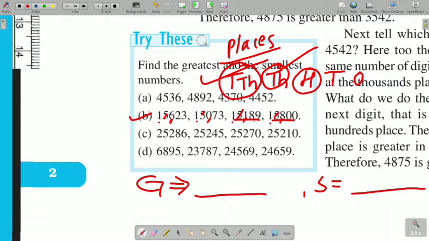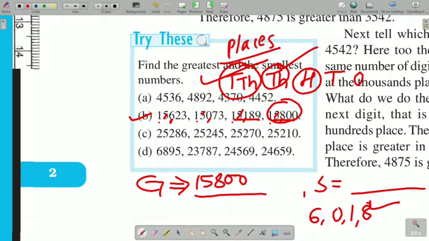So among this, which is greatest? Among this means 6 and then 0, 1 and 8. Yeah, 1, 2, 3, 4. Only 4 are there. So among these, which is greatest? 8 is greatest. So we will take this number as our greatest number, 15,800. Now here you can see that in 100 place we can easily compare because the digits are different.